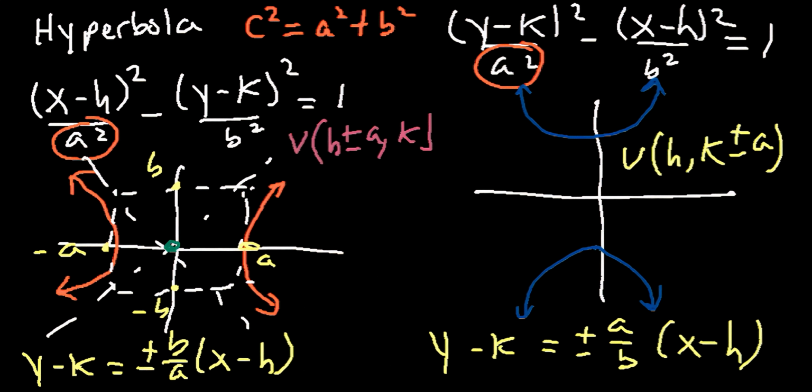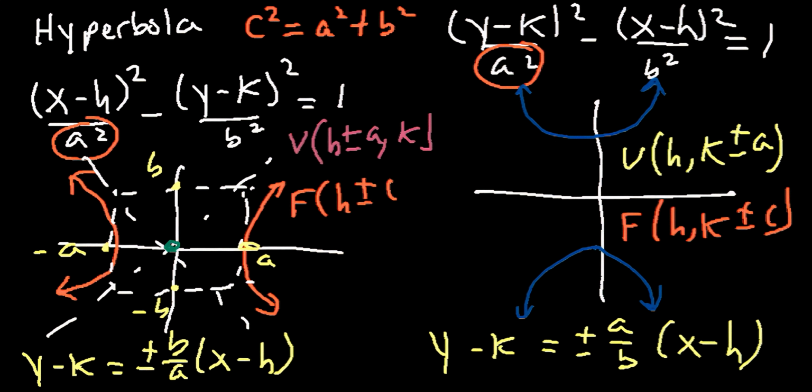Oh, I forgot the foci. The foci are going to be h comma k plus or minus c for this example. And for this one, it's going to be h plus or minus c comma k. So just so you know, the foci are where it opens towards. So the foci are over here, and in this example, over here.